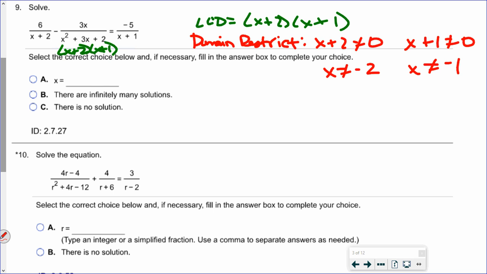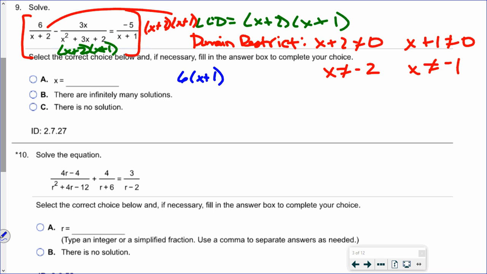So if we go ahead and multiply this entire thing by my LCD, the first term, what cancels out? The x plus 2's cancel out, and I'm left with 6 times an x plus a 1. Go to the second one, both of them cancel out. Go to the third one, and the x plus 1's cancel out, leaving the x plus 2. Do you remember that, yes or no?